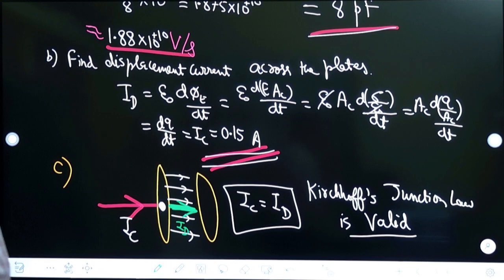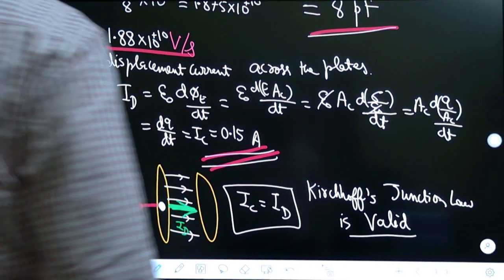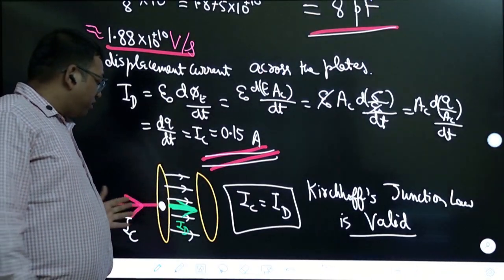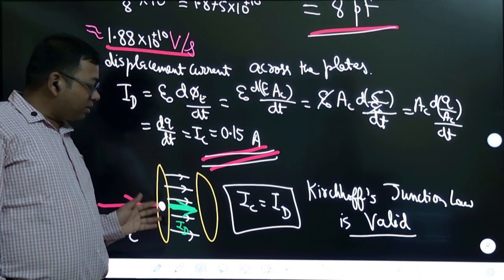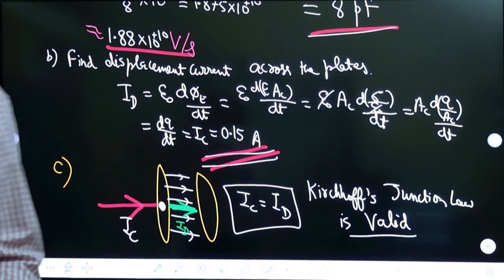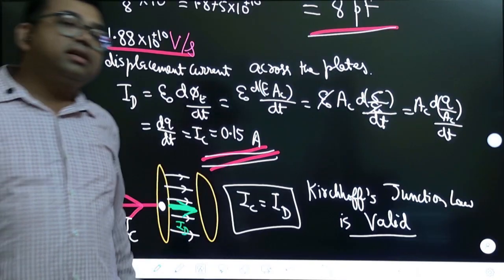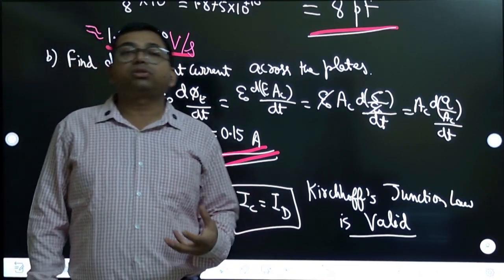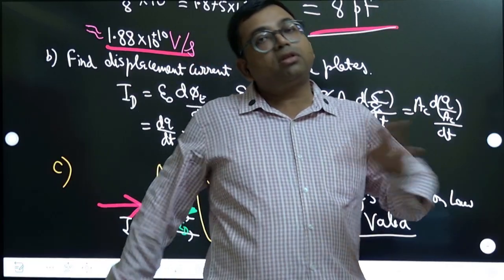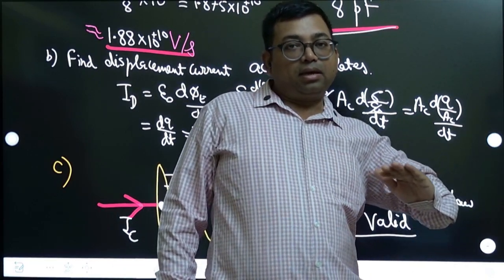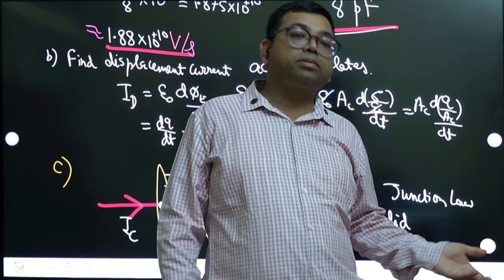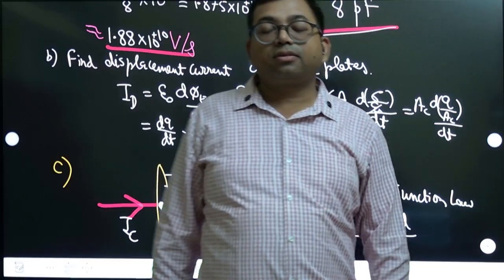We cannot say that Kirchhoff's rule is wrong, because Kirchhoff's junction law is based on the conservation of charge. The current coming here is transforming into another type of current. Just like kinetic energy can convert into another type of energy like potential energy, but total energy remains constant, the same way here current is transforming into another type of current. Conduction current is transforming into displacement current, but still current is there. Clear? Yes.